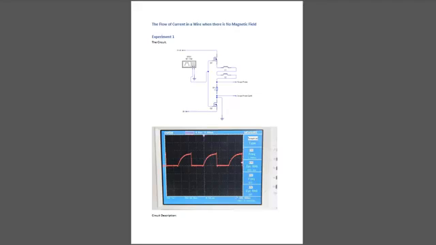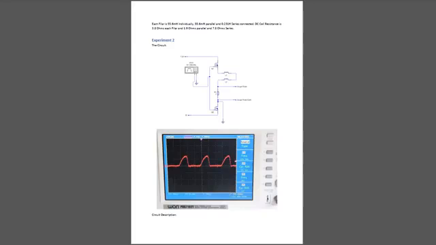Experiment 1. The circuit. Circuit description. Each filer is 55.6 mH individually, 55.6 mH parallel and 0.231 H series connected. DC coil resistance is 3.8 ohms each filer and 1.9 ohms parallel and 7.8 ohms series.